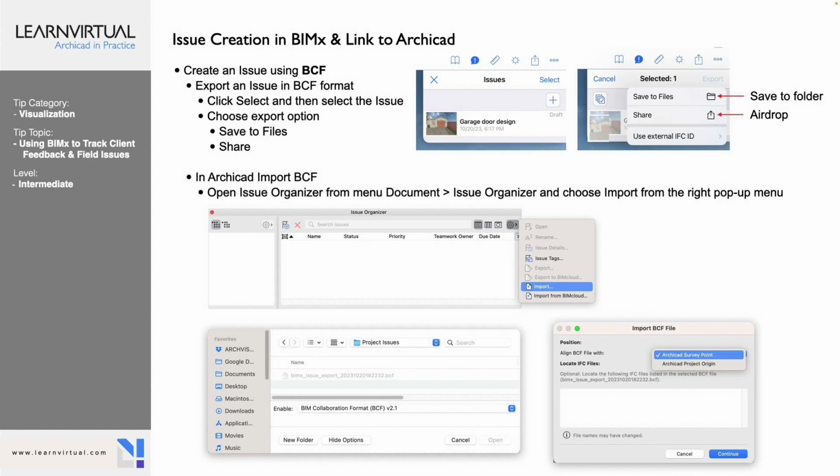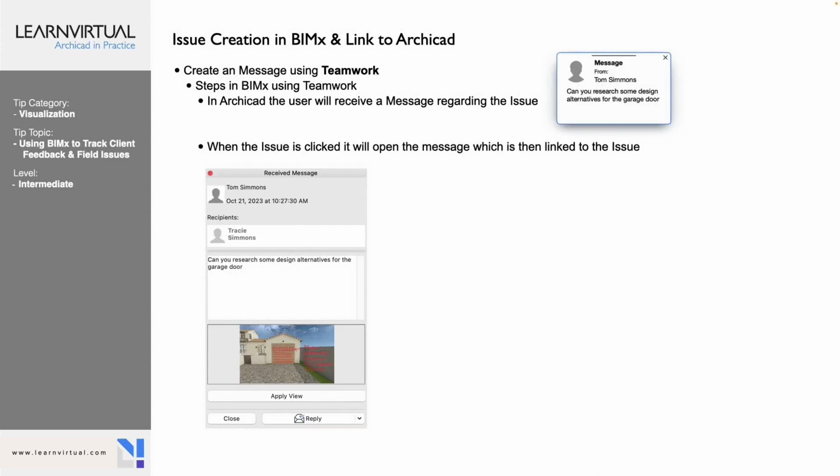which stands for BIM Collaboration Format file. This is an open format file, and you're going to import that in. Then it's going to ask whether you want that to be a survey point or ArchiCAD project origin. Based upon which one you're using, you simply select that and click Continue.